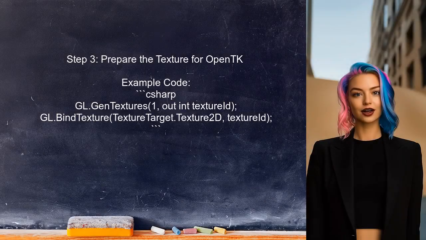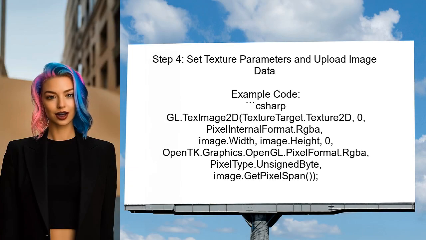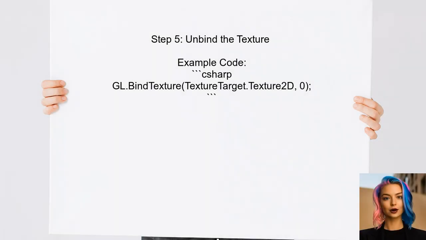After loading the image, the user needs to prepare the texture for OpenTK. This involves generating a texture ID and binding the texture. Now, the user should set the texture parameters and upload the image data to the GPU. This is crucial for rendering the texture correctly. Finally, the user can unbind the texture and ensure that the texture is ready for rendering in OpenTK.